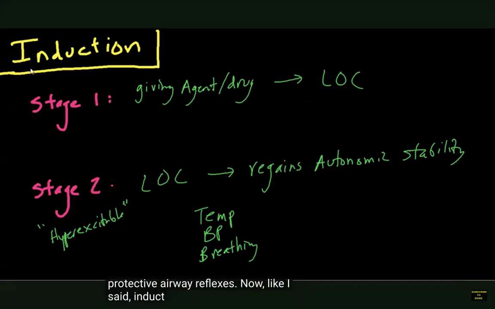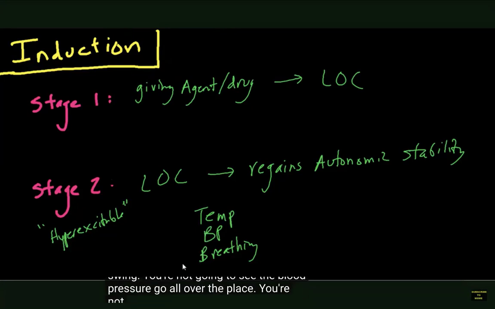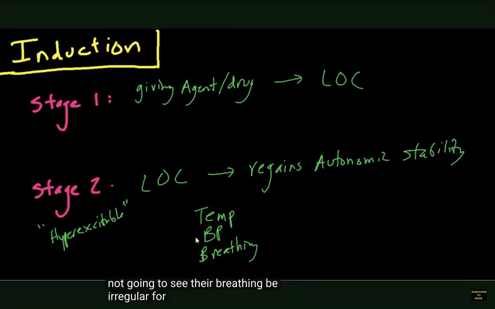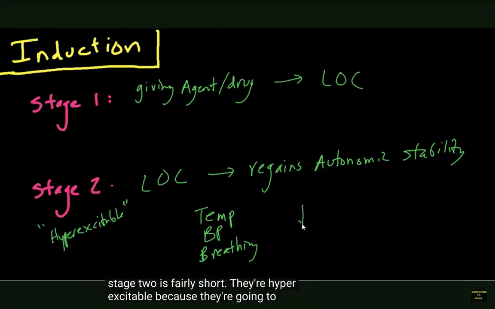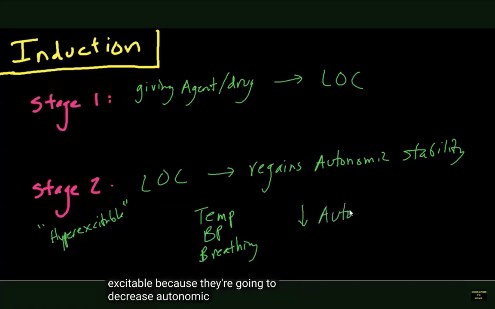Now, like I said, during induction, stage 2 is going to go rather quickly. You're not going to see the temperature swing. You're not going to see the blood pressure go all over the place. You're not going to see their breathing be irregular for very long. It's going to be a pretty short amount of time because stage 2 is fairly short. They're hyperexcitable because they're going to decrease autonomic stability.